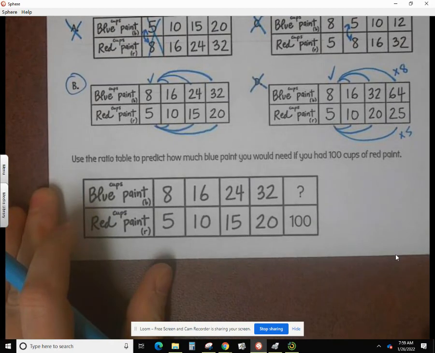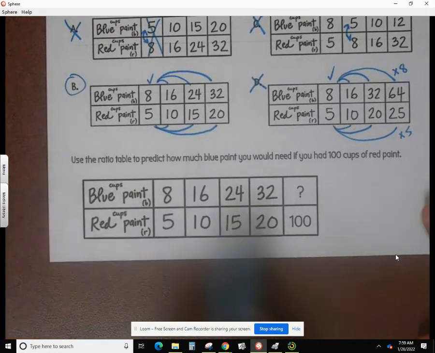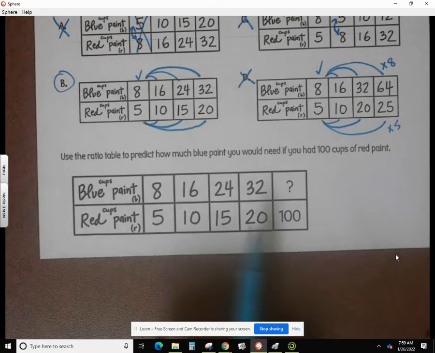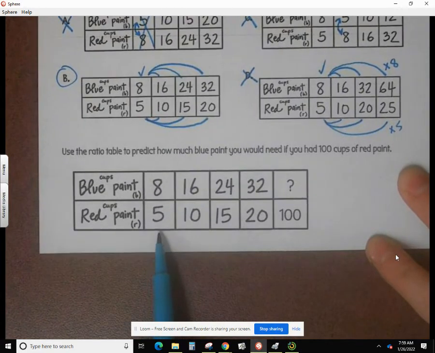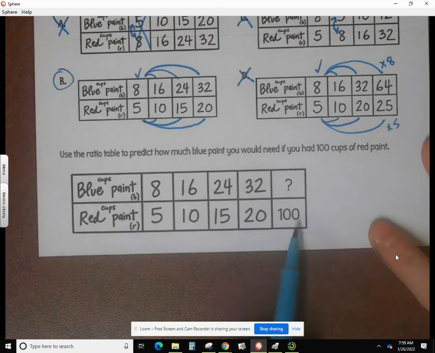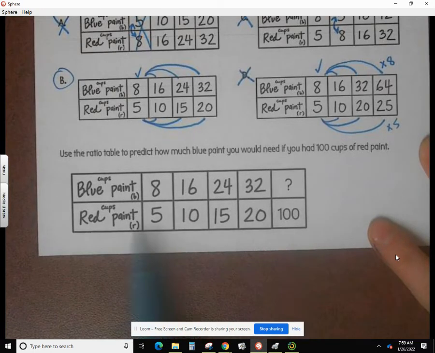Okay, so we're going to use that last table, the one that was correct. Notice I added an extra column on the end because we're going to predict how many ounces or cups of blue paint we would need if we needed 100 ounces of red paint. And so we could start from the 5 and figure out what we're multiplying by, but I wanted to remind you that you could use any of these. Do you know what you multiply 20 by to get 100? Great, do that. Do you know, there's nothing we can multiply 15 by to get 100. Do you know what you can multiply 10 by? That would probably be our best bet. And do you know what you can multiply 5 by? Any of those would help us.